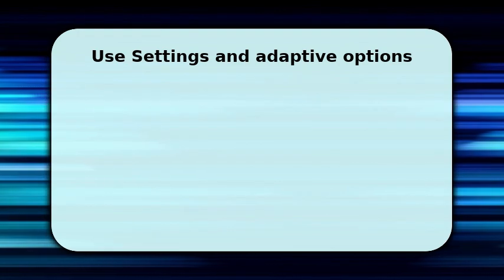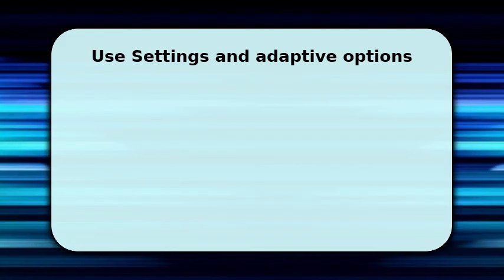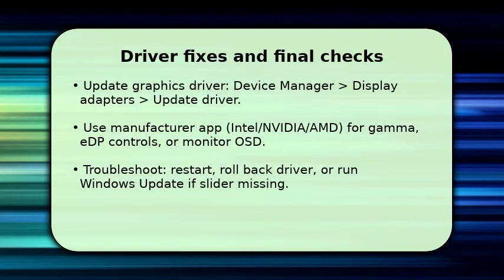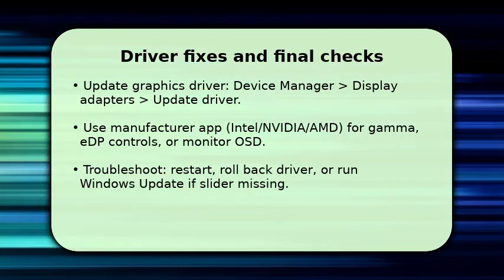Finish by verifying drivers and peripherals. Open Device Manager, expand display adapters, and update or reinstall your graphics driver because outdated drivers often break brightness controls. If you use Intel, NVIDIA, or AMD control panels, adjust gamma and panel-specific settings there. For external displays, use the monitor OSD.